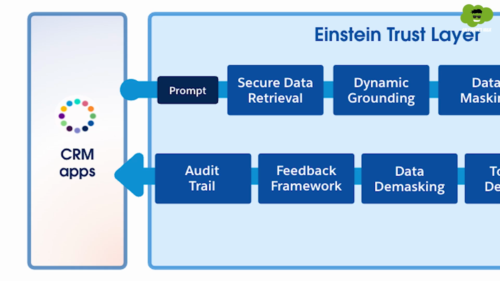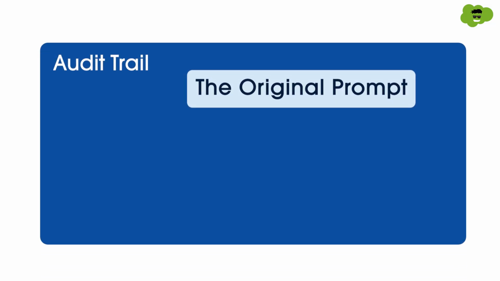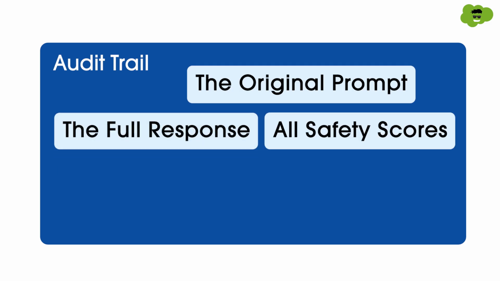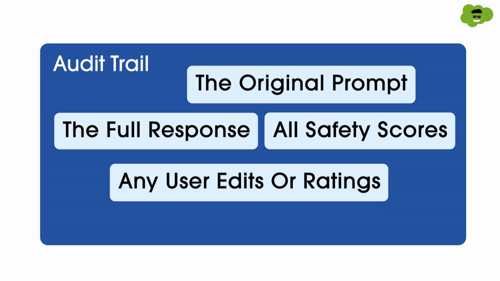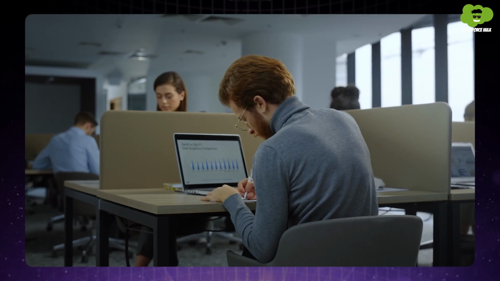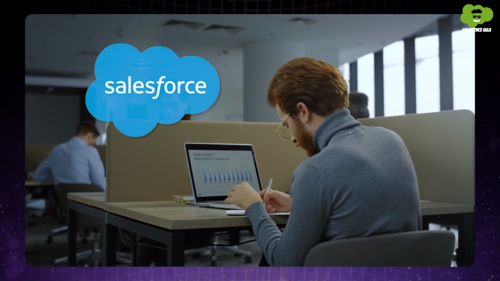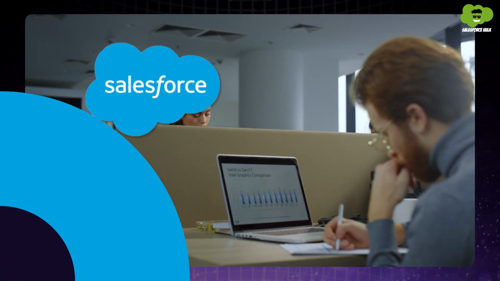The final step is feedback and auditing. The AI response is delivered to the user in Salesforce, who can then accept, edit, or reject the AI suggestion. Every action is logged in an audit trail, the original prompt, the full response, all safety scores, and any user edits or ratings. This permanent log of time-stamped metadata means every AI interaction is traceable. It allows admins to review usage and helps Salesforce improve future models and compliance. So this is exactly how the Einstein Trust Layer works and keeps your Agentforce interactions secure.